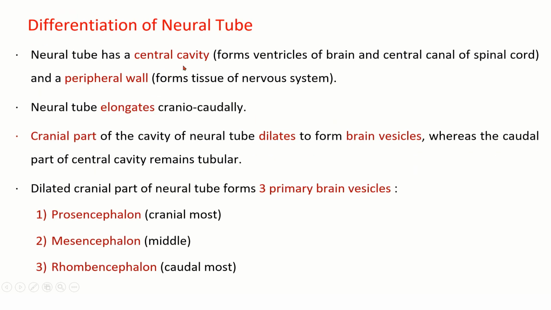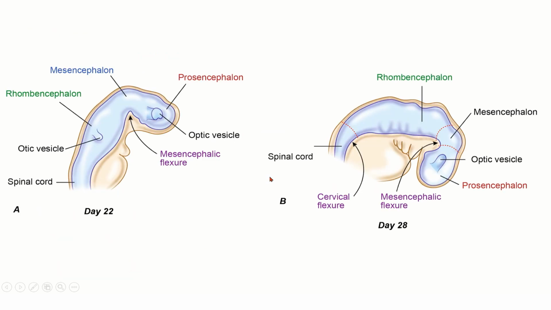So neural tube has central cavity which forms ventricles of brain and central canal of spinal cord, and the peripheral wall forms the nervous tissue. So neural tube elongates craniocaudally. It forms 3 primary vesicles, the prosencephalon, mesencephalon and rhombencephalon. You can see here this is the prosencephalon, mesencephalon and rhombencephalon.